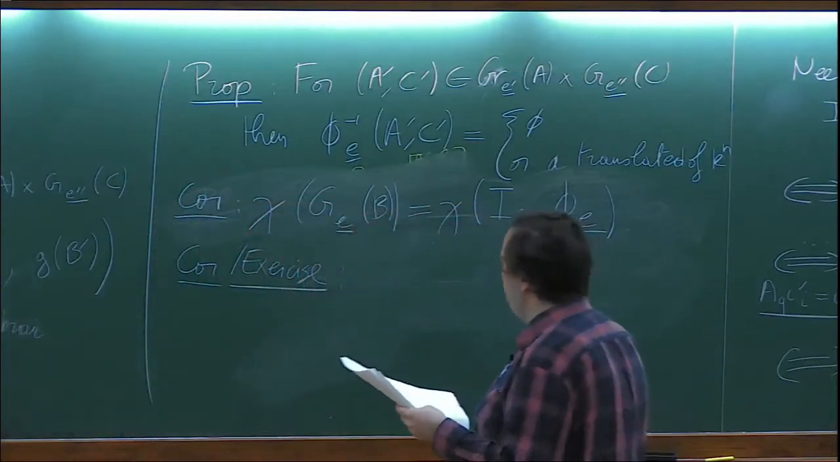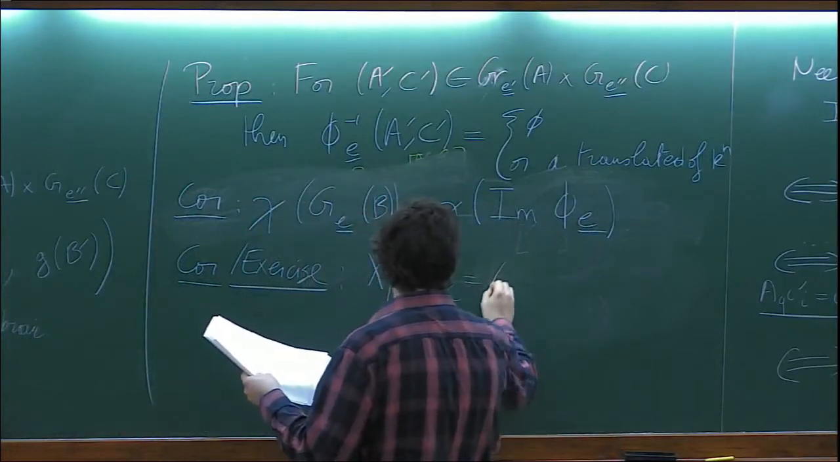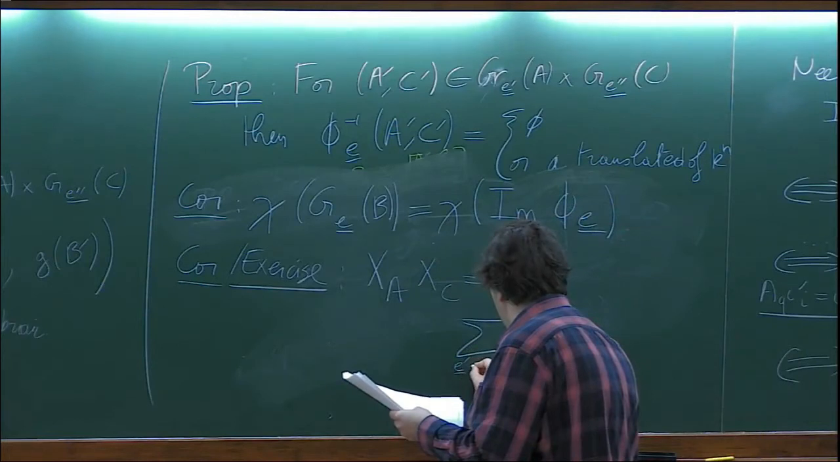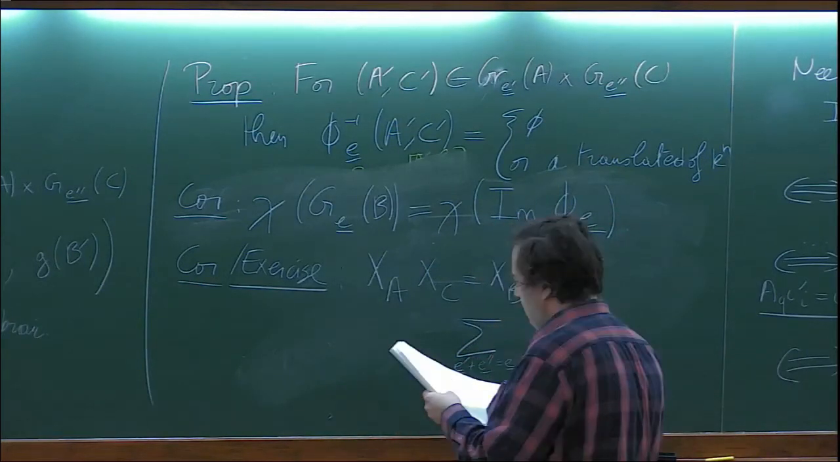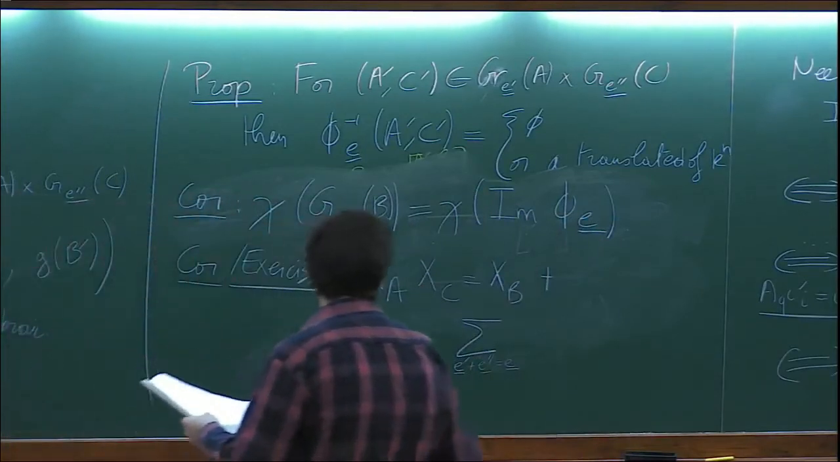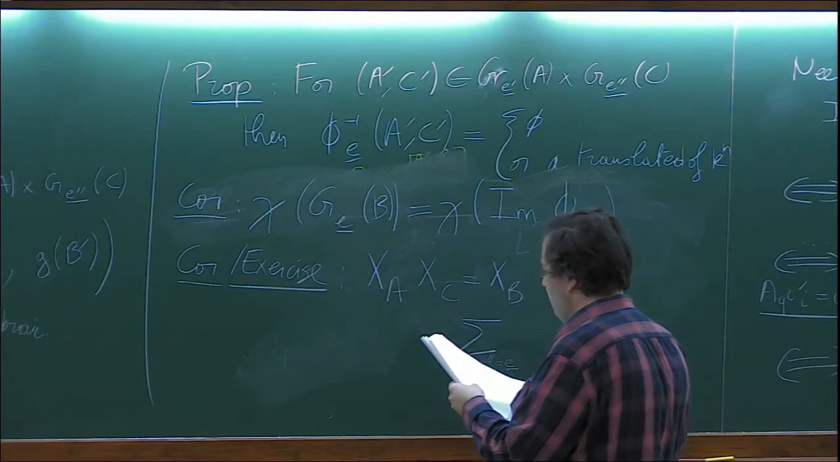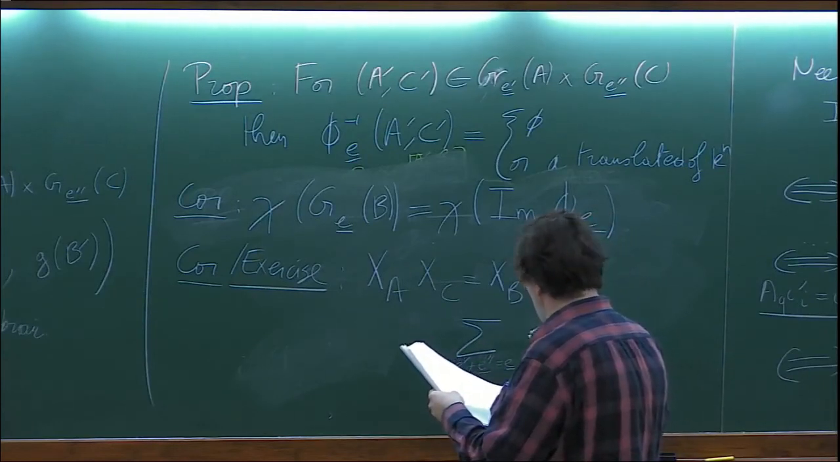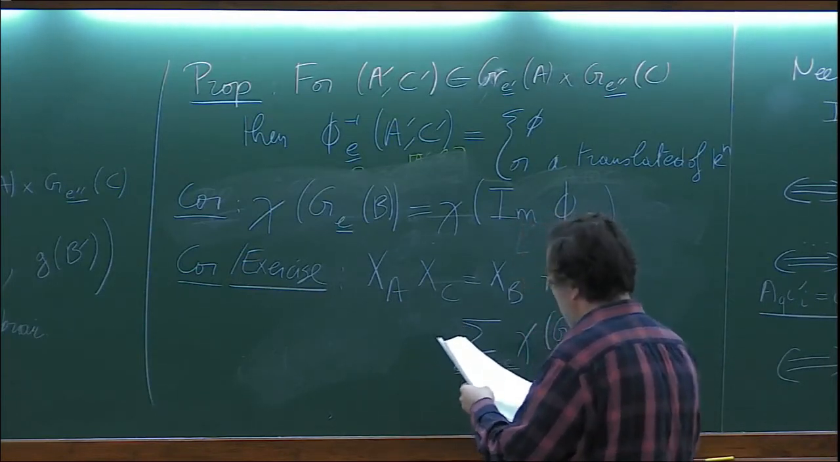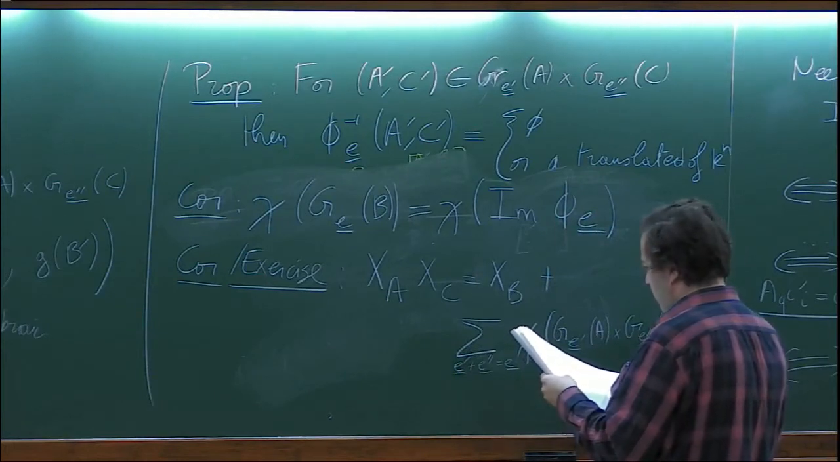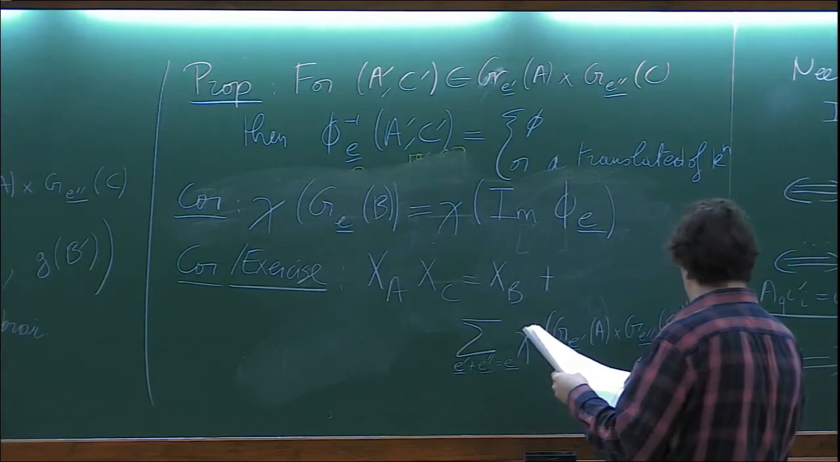My corollary / exercise is that if you write xa times xc, you have xb plus some correction, and the correction is the following one. It's the sum for e prime plus e double prime equal e of the Euler characteristic of the Grassmannian of E prime of A cross Grassmannian of E double prime of C minus the image of phi E.